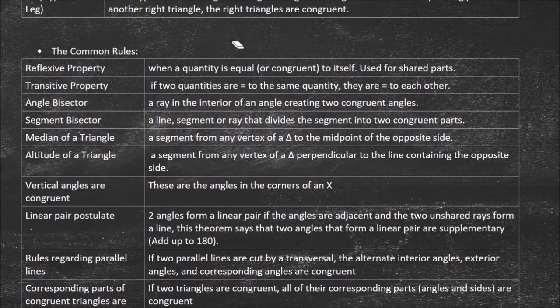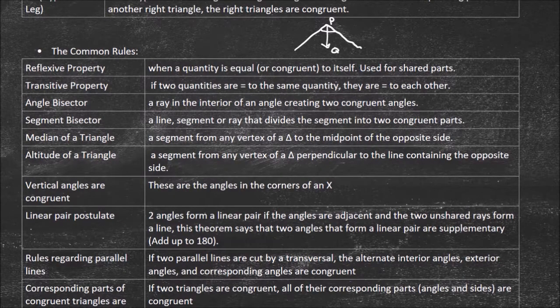An angle bisector is a ray in the interior of an angle creating two congruent angles. What that means is, this is often given, so they would say it's an angle bisector. Maybe ray PQ is an angle bisector. Let me make that Q a little better. And you have to be able to interpret what that means.